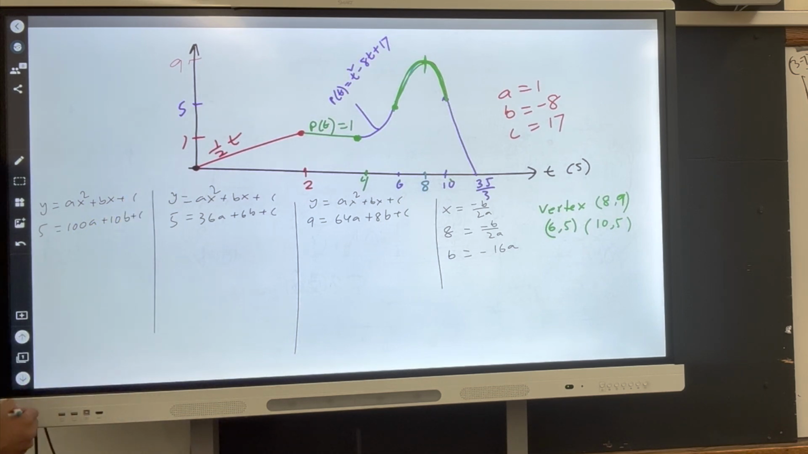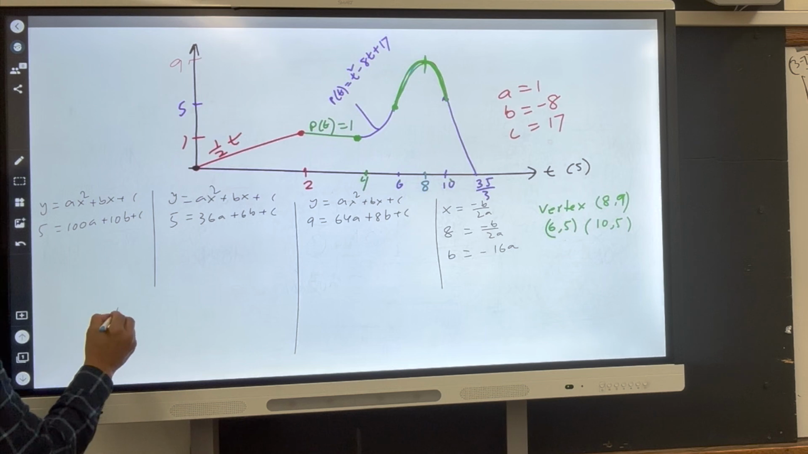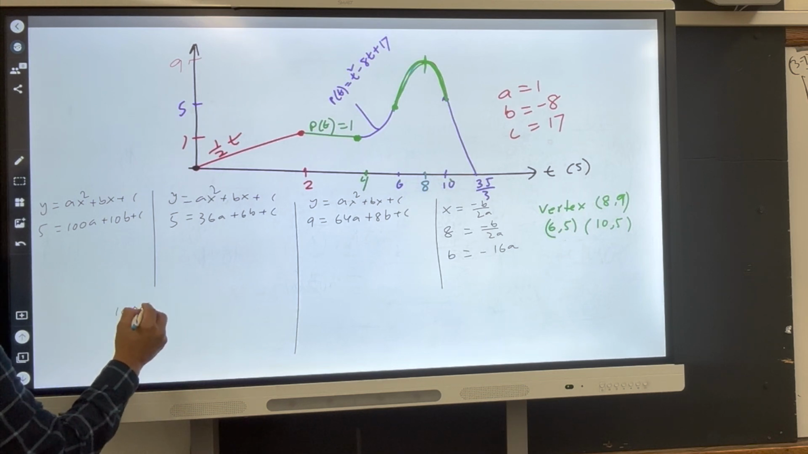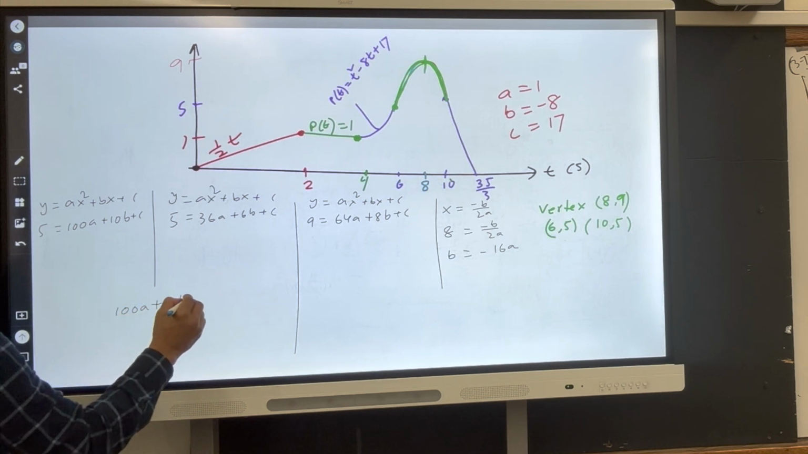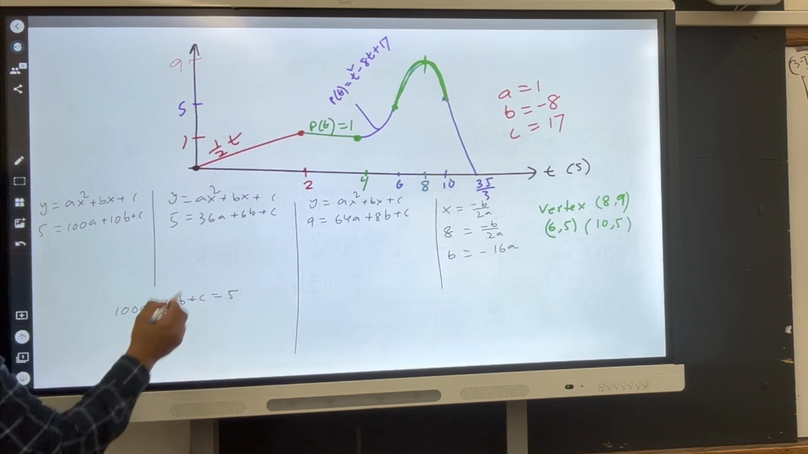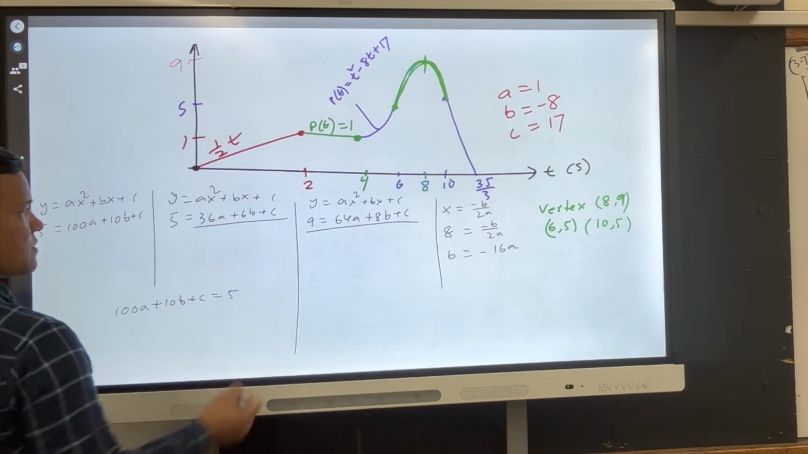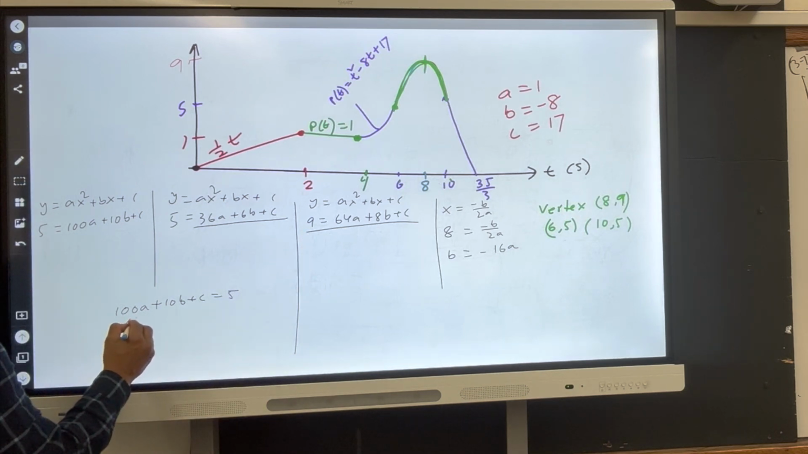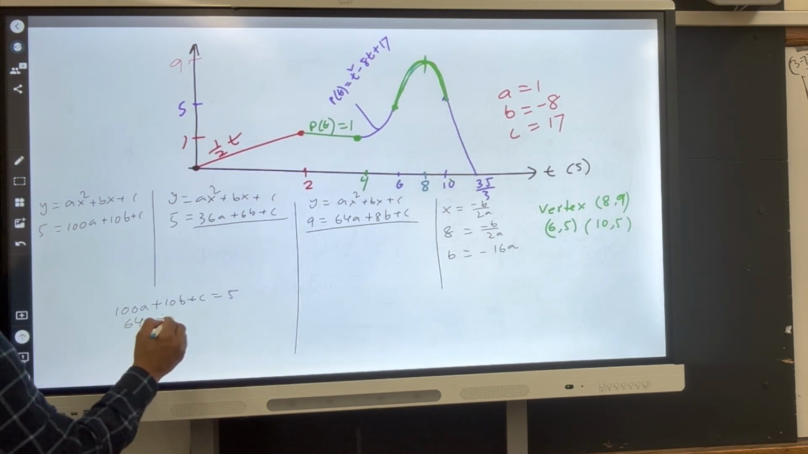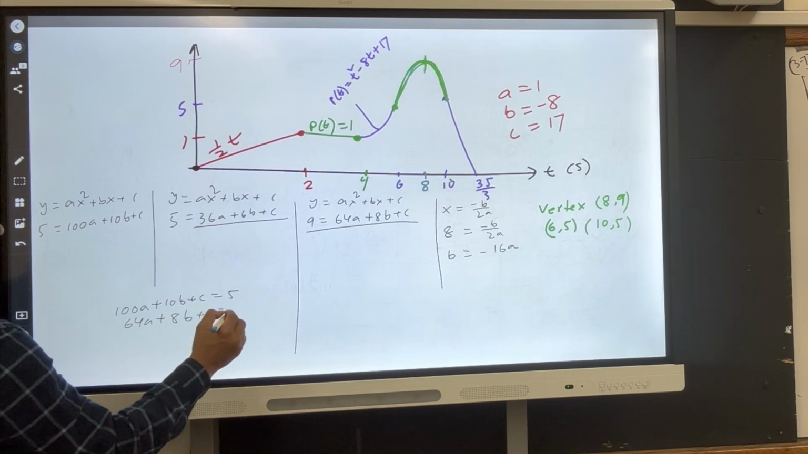All right, so let's see 100a, 10b. Let's do that one: 100a plus 10b plus c is equal to 5. And this one, actually we must do the vertex one: 64a plus 8b plus c is equal to 9.